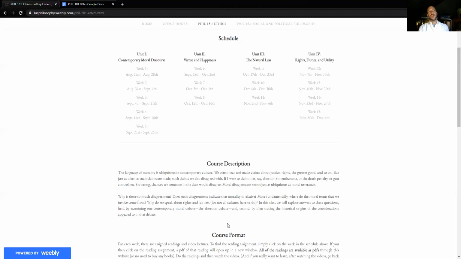What we're going to look at in the second part of the course are the sources of the moral considerations that we appeal to. So we appeal to utility, we appeal to rights, we appeal sometimes maybe to virtue or to the natural law or to happiness. Where did this come from?